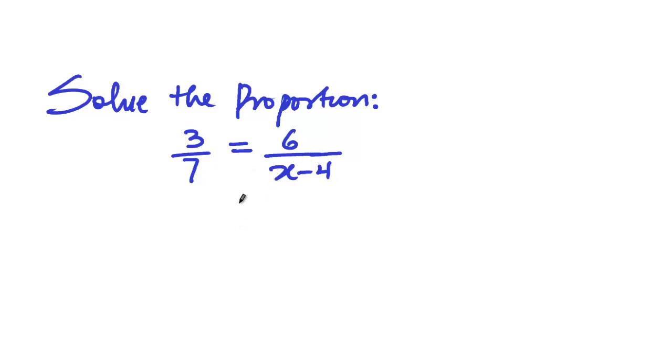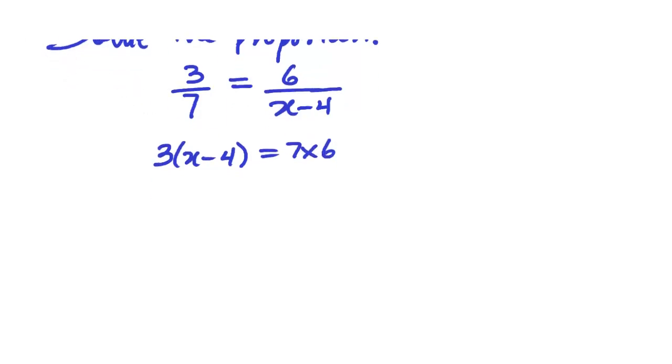So how do we solve it? Straight to the point. All we need to do is just to cross multiply. So if we cross multiply, we are going to have 3 into bracket x minus 4. This one comes here and this one goes there, will be 7 times 6. So we use 3 to open the bracket. We have 3 times x, that is 3x. 3 times minus 4, that is minus 12. Then 7 times 6, that is 42.